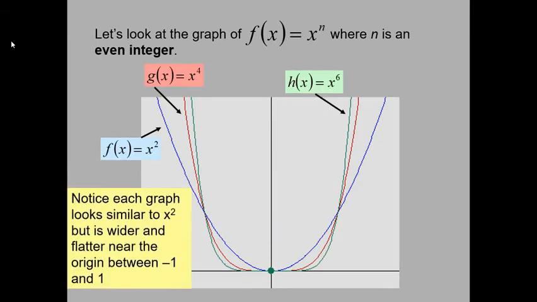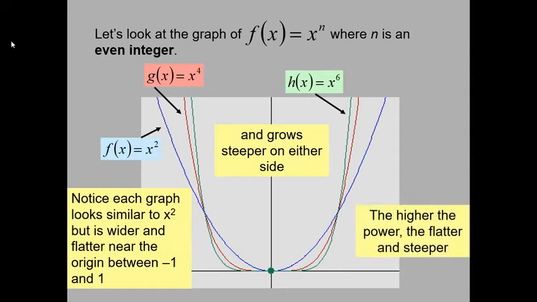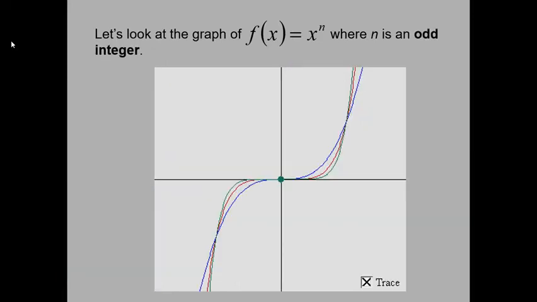So we have three graphs here, x squared, x to the fourth, and x to the sixth. Notice each graph looks similar to x squared, but is wider and flatter near the origin between -1 and 1, and grows steeper on either side. The higher the power, the flatter and the steeper the curve.